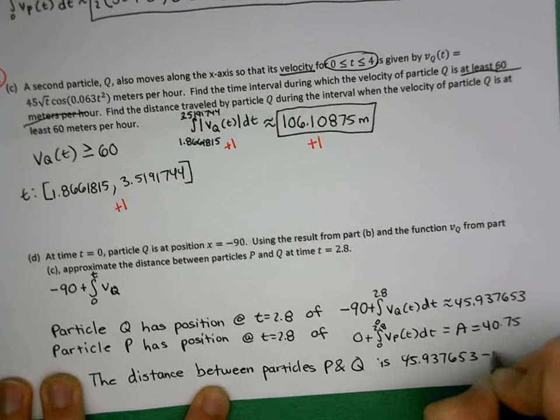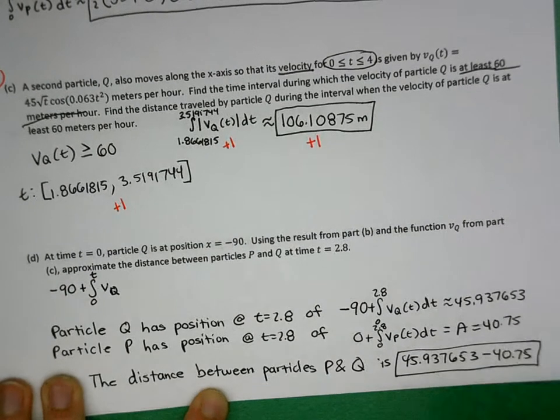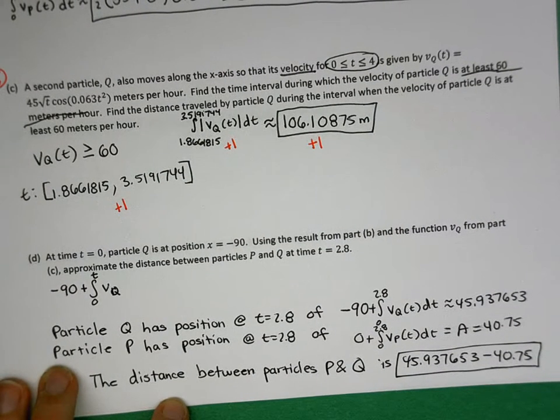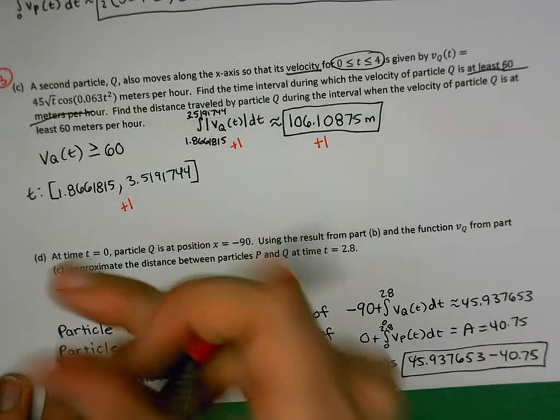And again, you don't have to simplify, so you can leave it there, or you could plug it in and get its value, which is about 5.187. Okay? Okay, this one was also worth 3 points.